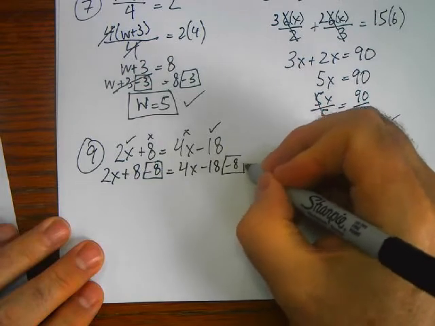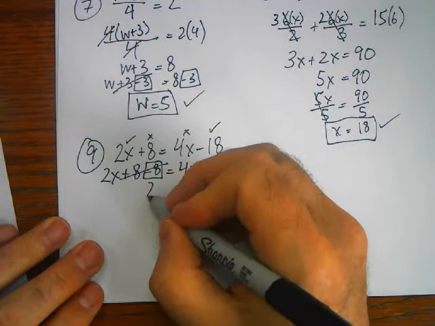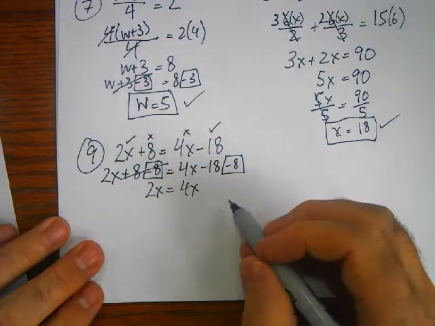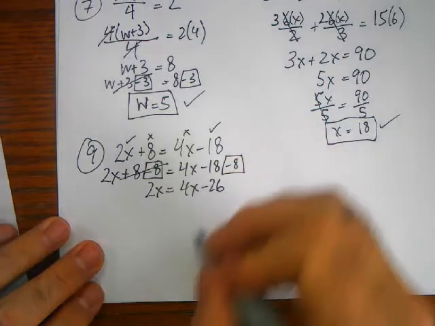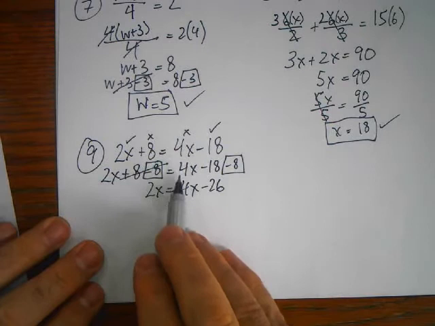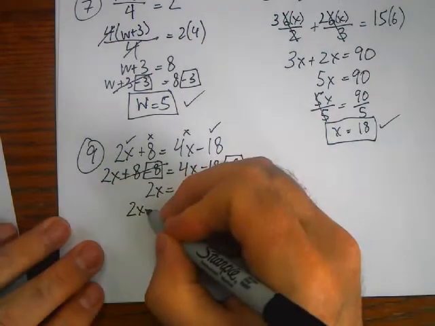So I'm just doing that to both sides. If I simplify, you can see these cancel. So I get 2x equals 4x minus 18 minus 8, which is minus 26. Okay, and now what we're going to do, remember, we wanted to subtract 4x from both sides.